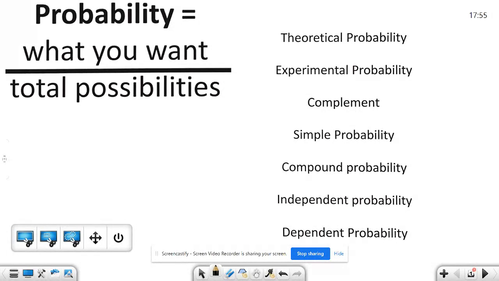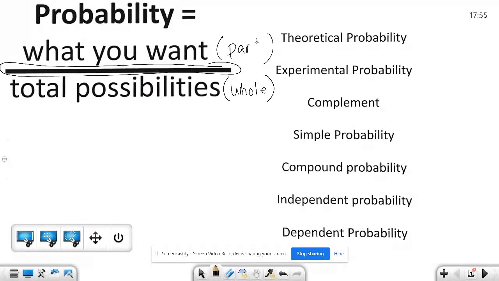So throughout this unit, we're going to talk about theoretical probability, experimental, complement, simple probability, compound probability, independent probability, dependent probability, and that's okay if you don't know what all those are, because I'm going to tell you what they are. Probability is what you want over the total possibilities. So this right here is just another fraction bar. Basically, your total possibilities is your whole, and what you want is your part.